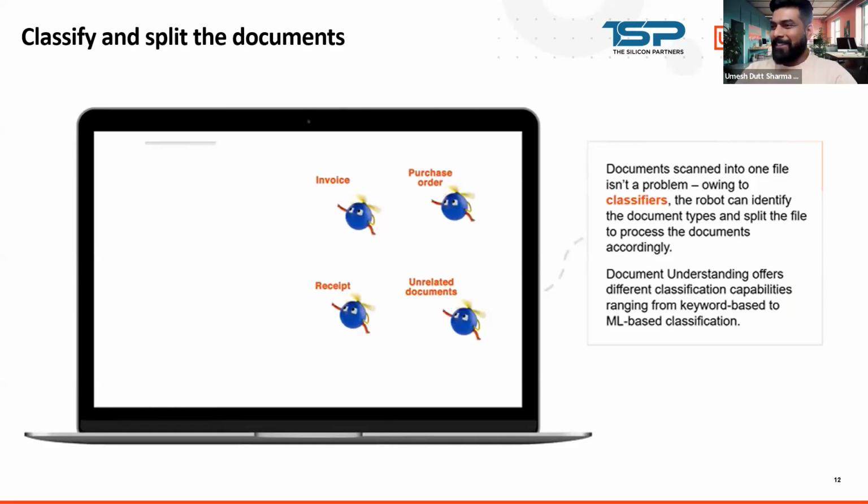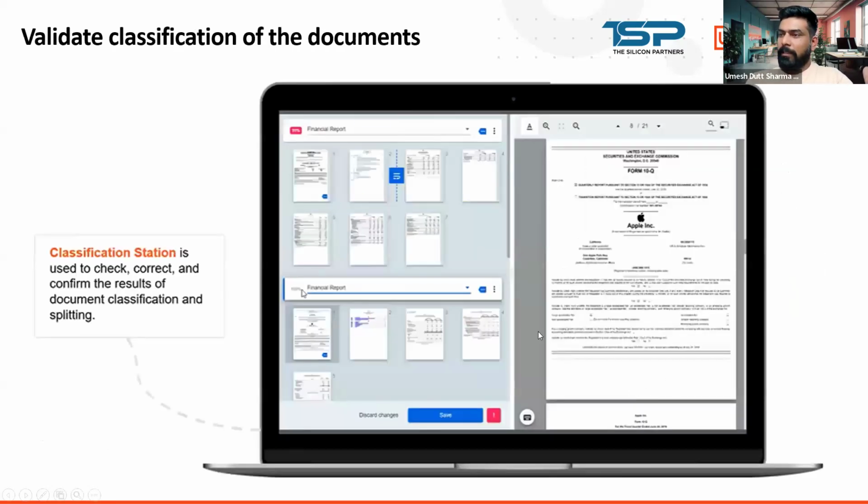Sorry for the interruption. So we're talking about the classification step, where the bot basically splits all the document pages and identifies for each page what document type it is, whether it's an invoice or purchase order or a sales document, right? And then the classification station, where we can identify whether the classification is done correctly or not. We'll see it in the demonstration as well.